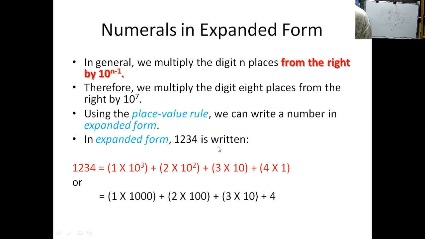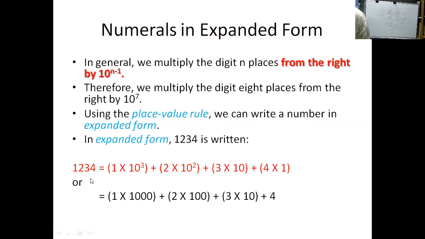1,234. So in the quiz, in the test, when I ask, please write in an expanded form, that's what I mean. Please understand. Using the place value rule, we can write a number in an expanded form. In general, from right to left, we multiply by 10 to the power of n minus 1. Okay?